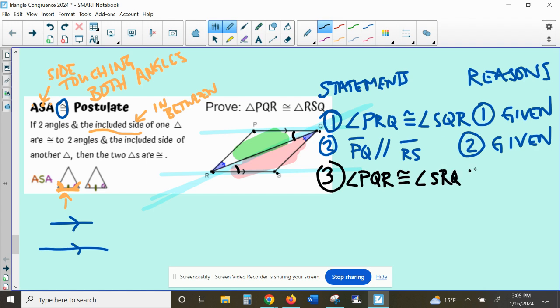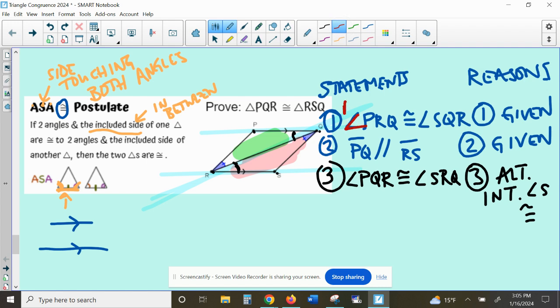Those two are congruent to each other because alternate interior angles are congruent when we have parallel lines, and we do have parallel lines. Remember, if you didn't have parallel lines, you couldn't use that. Okay, we need one more thing because so far it looks like we have an angle, right?